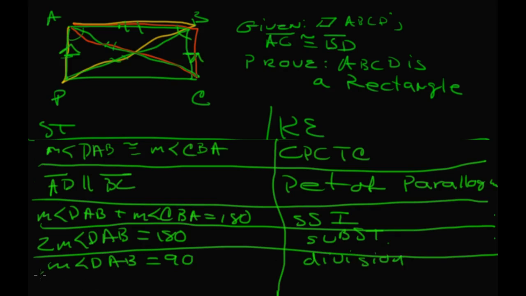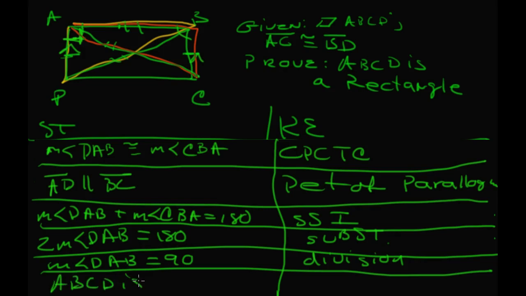And I've won it because once I have this angle, DAB, being a right angle, I know the other three have to be right angles. So I can say that ABCD is a rectangle. And I can say this because a parallelogram with one right angle is a rectangle, because that's what we just proved in the last theorem. All right, so there's 2 down, 3 to go.